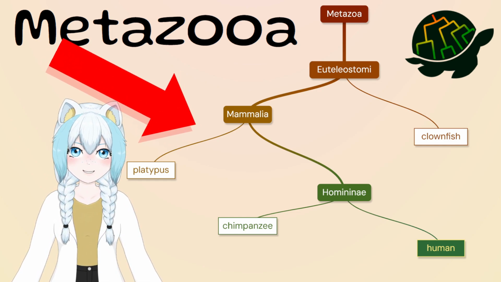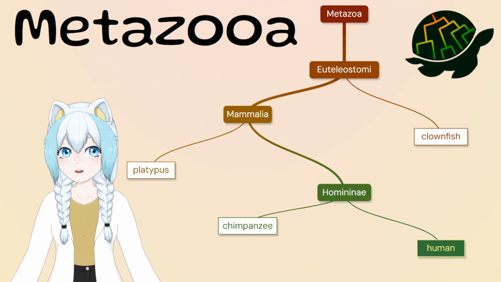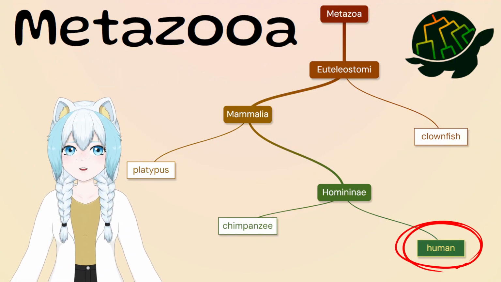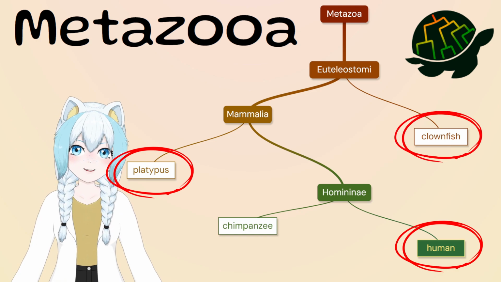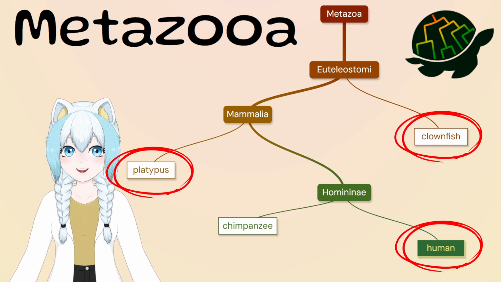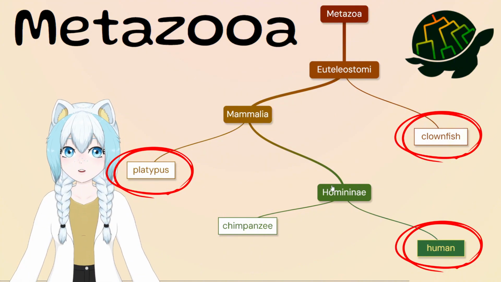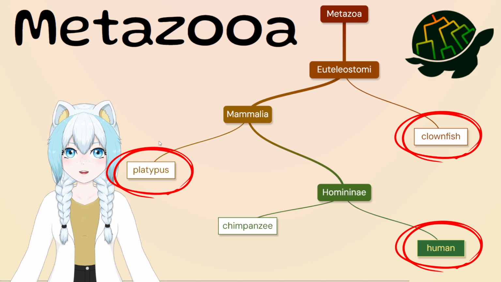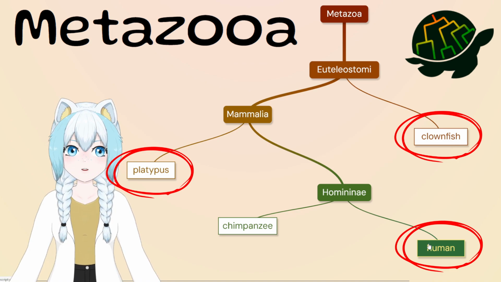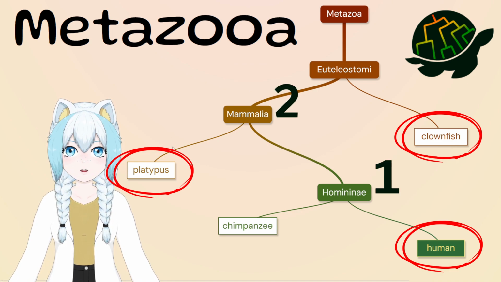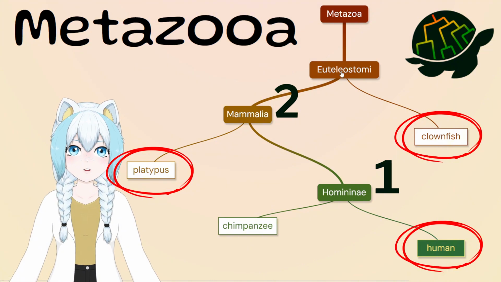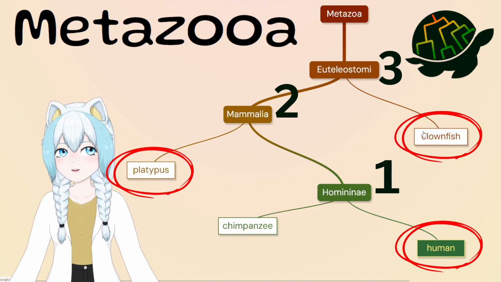This is an example of a tree. Now, based on this tree, is a human more closely related to a platypus or a clownfish? If you said platypus, you're correct. If you want to see how related things are, you have to essentially go back in time until you hit the node, or spot, where the two paths diverge. So for human, it's 1, 2 to platypus, but 1, 2, 3 to clownfish, at least in this tree.